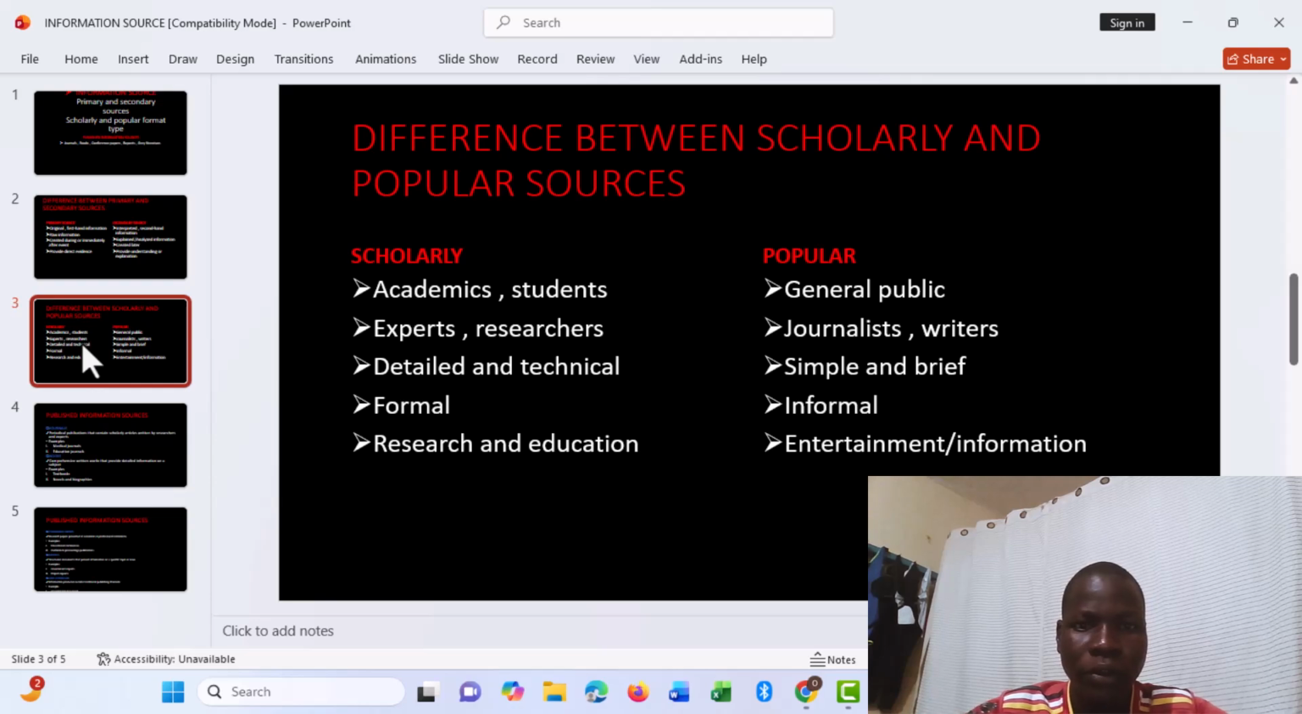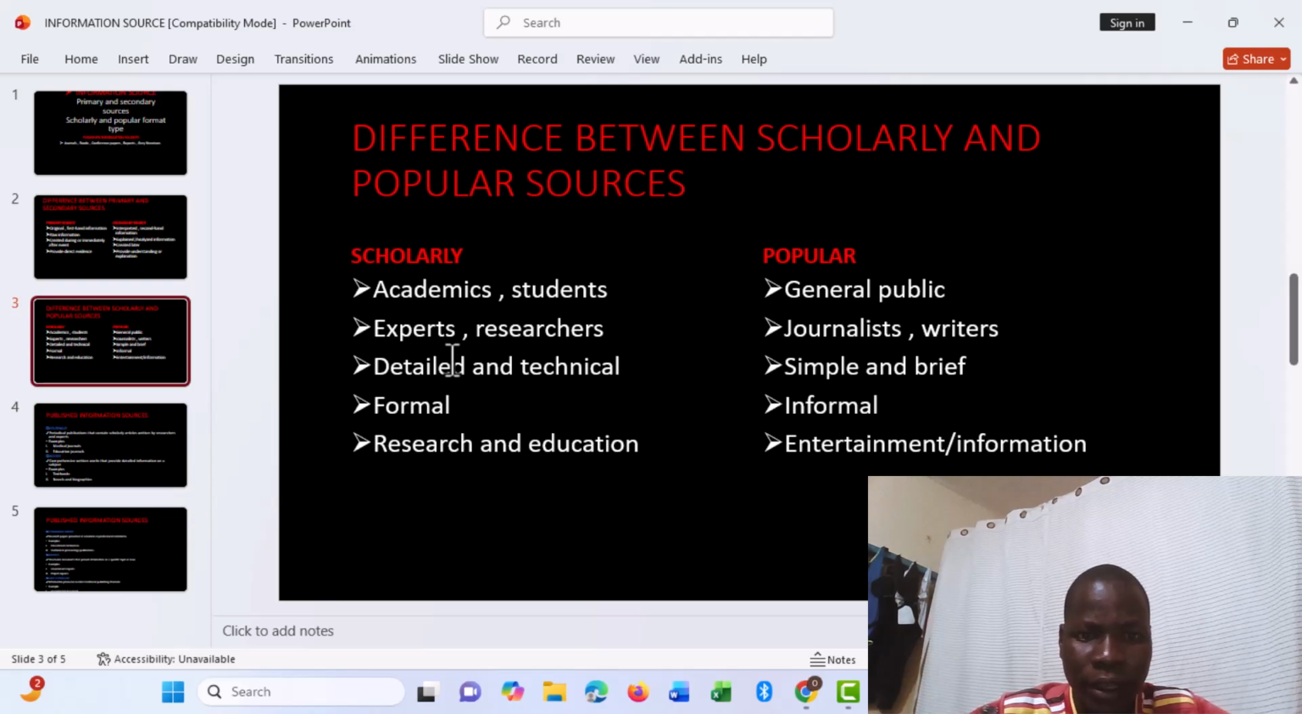In this third slide, we are going to go through the difference between the scholarly and the popular sources. Now let's look at scholarly. Scholarly is majorly handled by an expert or a researcher, who gets into more detail on a particular thing, maybe like a student doing research at university level. That's our first difference between the scholarly and the popular: scholarly is handled by academics or students, while popular source is handled by the general public.